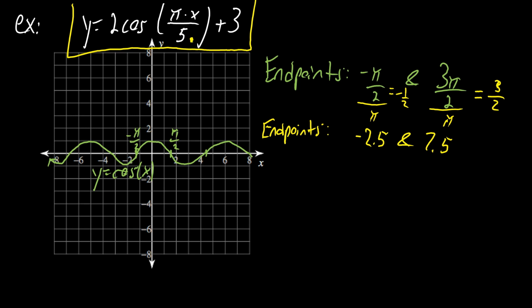And just for fun, what's that pi over 2 in the middle right here? Once we divide by pi, that'll be 1/2, and then multiply by 5, that'll be 2.5, which makes sense, right? We know that point's going to be somewhere in the middle between here.